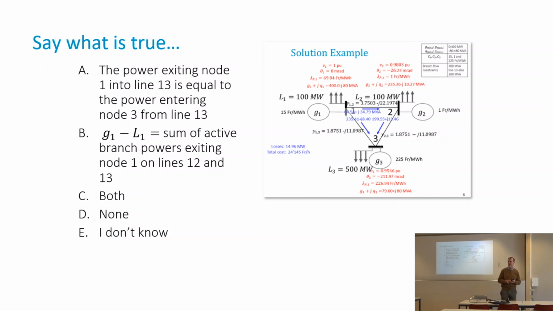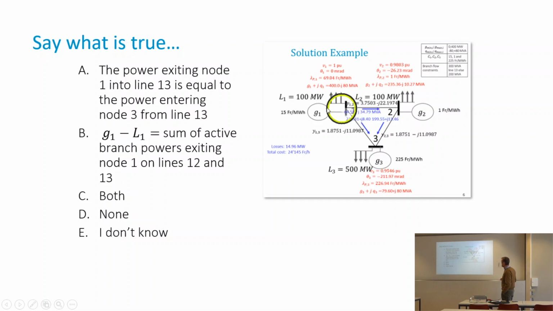I close in 5 seconds. And there is unanimity on B, which is true. So B is correct. This is the power balance at a node: the sum of all the powers that go in, which is G1, minus L1. When we talk of the injected power, it means positive is generation, negative is consumption.